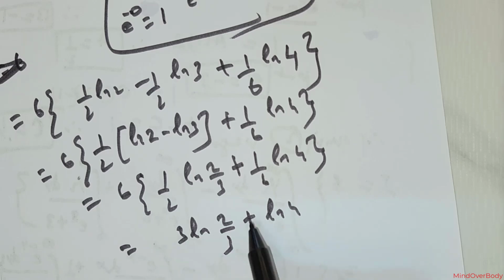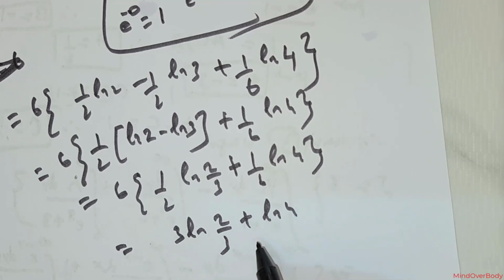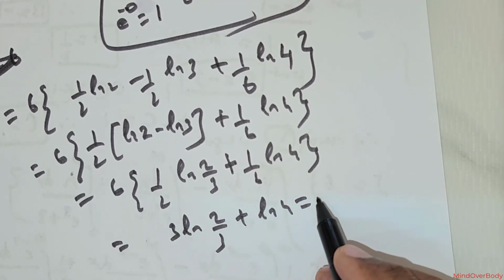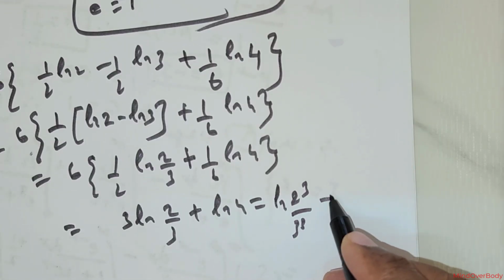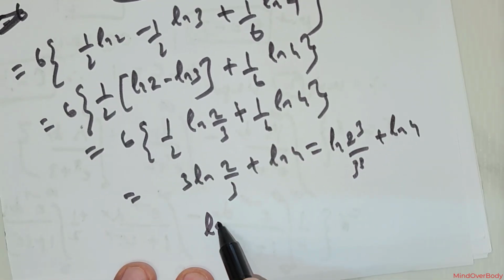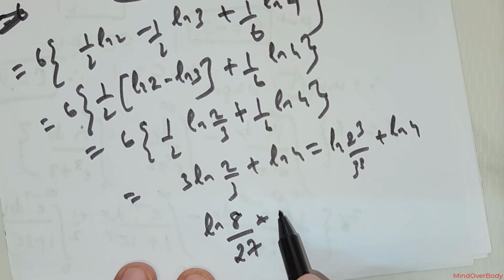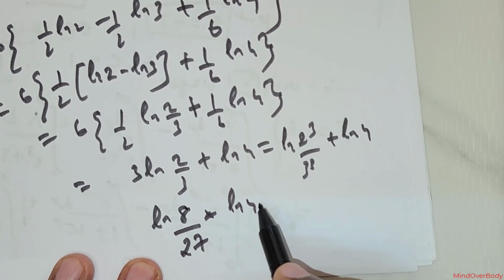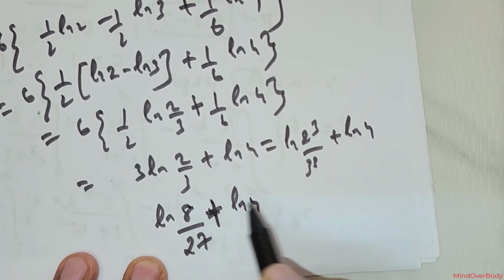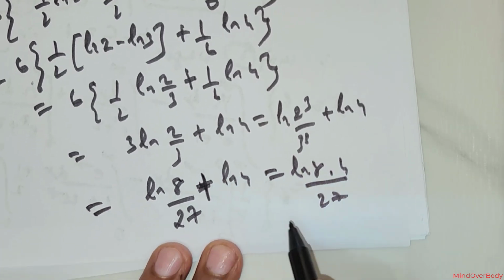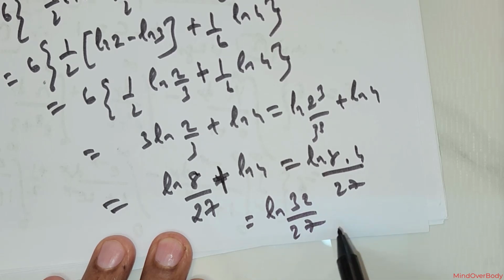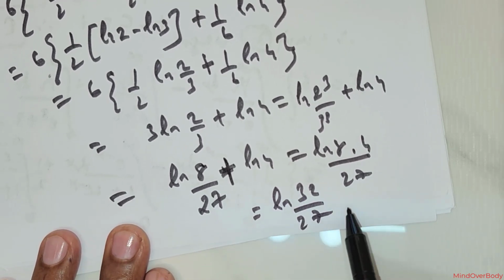If you want to rewrite this as ln of 2 over 3 cubed plus ln 4, this is going to give me ln 8 divided by 27, plus ln 4. Instead of saying multiply by ln 4, I will add it as ln 4. So you can group these together. So this is going to be ln of 8 times 4 divided by 27, which is going to be ln 32 divided by 27. So this is a beautiful solution. This is the answer to this question.